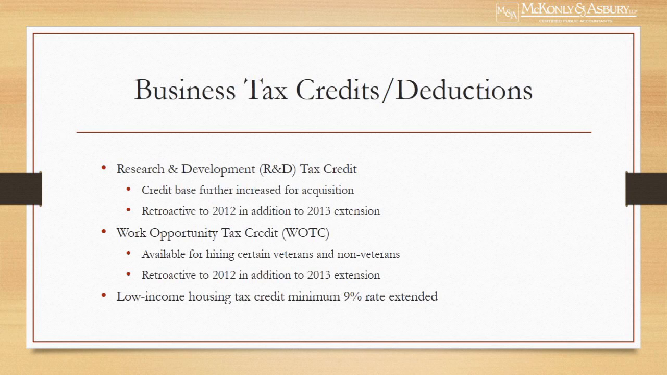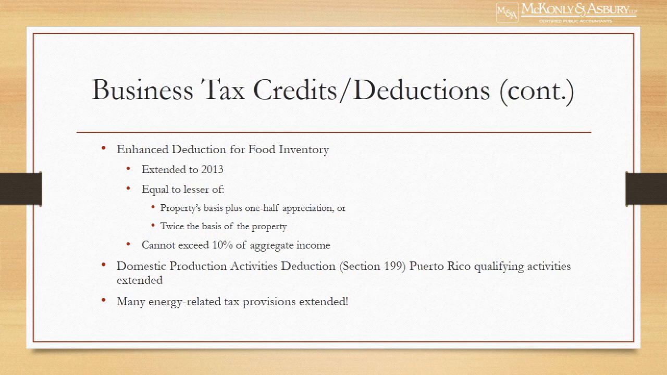Another deduction that kind of piqued my interest. This is one that probably doesn't receive a lot of attention, but there are definitely certain industries that this would be applicable for. The enhanced deduction for food inventory, extended to 2013. What this allows is if you're making a contribution of food from your inventory, you're able to take not only the basis of the property as your deduction, but you can take the lesser of the property basis plus 1/2 of the appreciation, or twice the basis of the property.